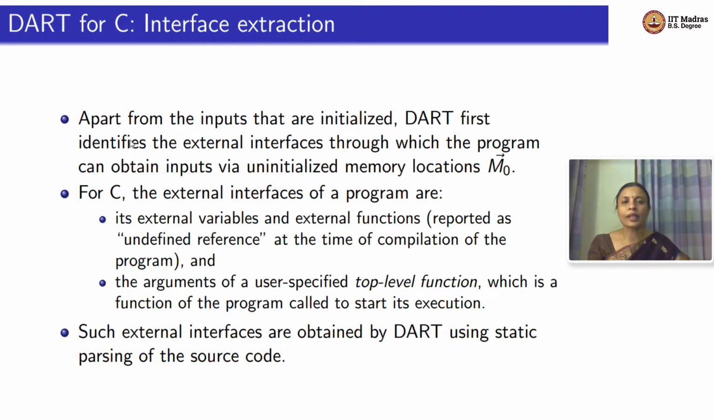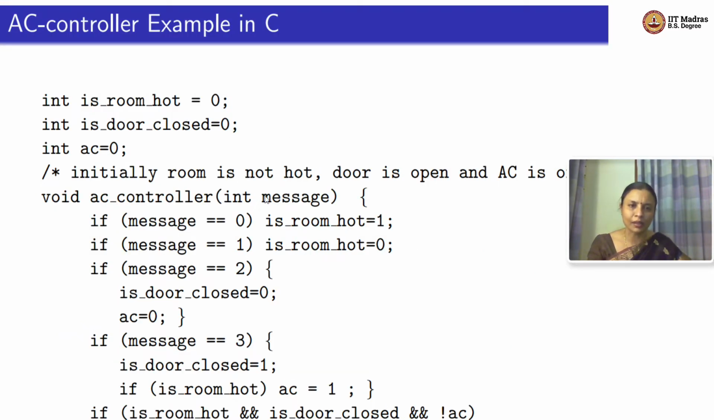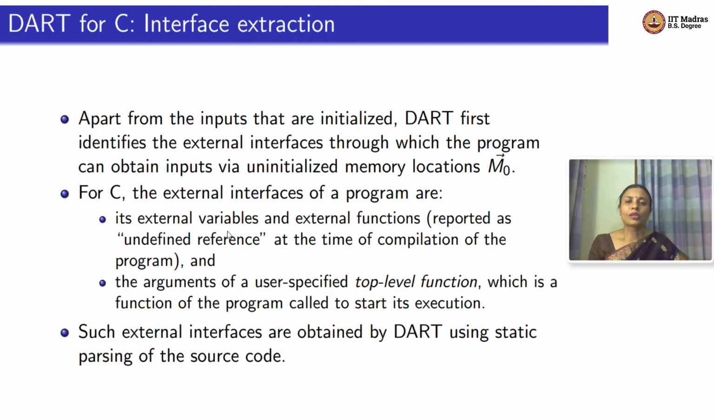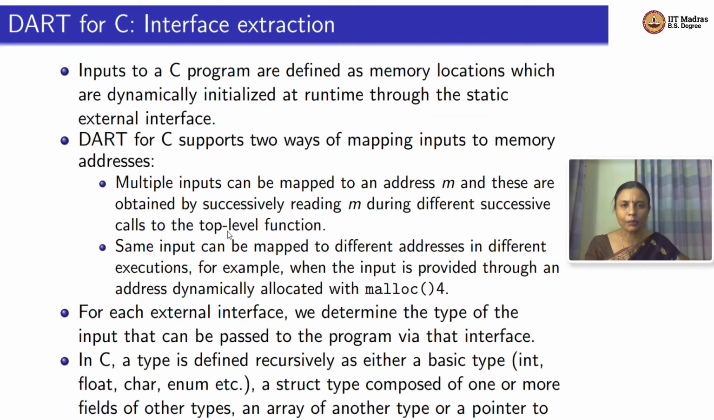Then it identifies the external interfaces through which the program can obtain inputs via uninitialized memory locations. Here we don't have anything like that. There is this internal variable message, but there could be inputs that are not initialized. So there could be several other external interfaces, like for example, external variables and external functions. You could have undefined references, arguments of the user-specified top-level function, which is called before the program begins its execution. All these external interfaces are obtained by source code parsing. You can use any kind of source code parsing for that.